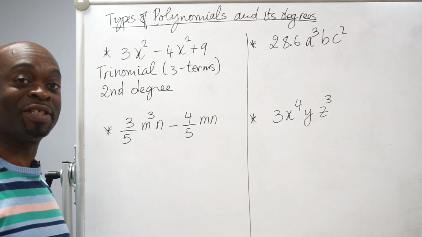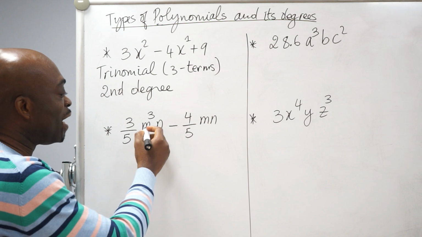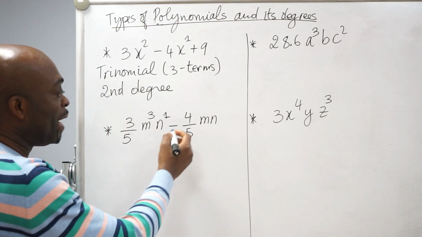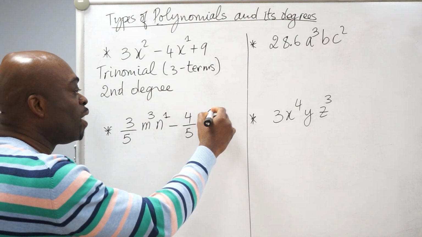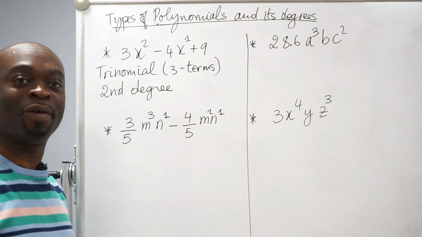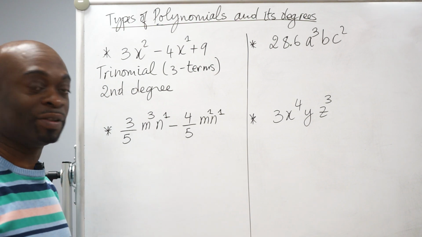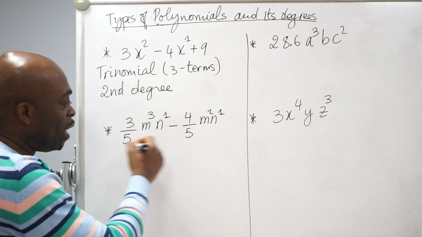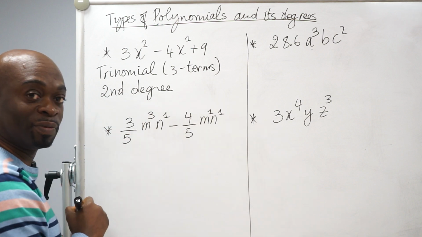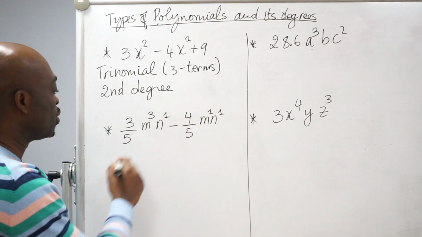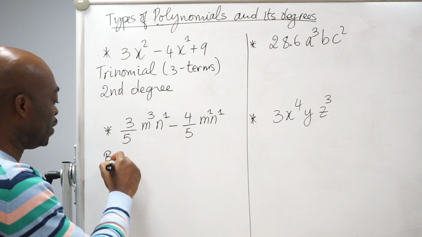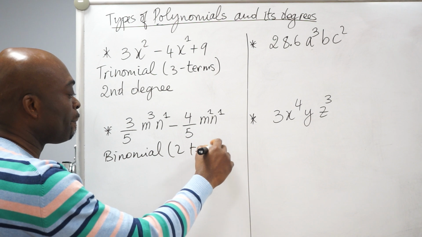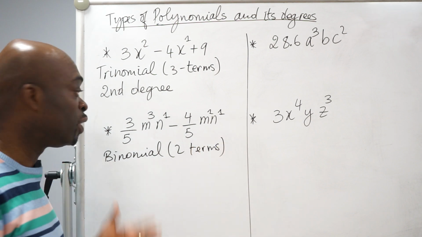Let's go to the second question and see what we have here. We have 3/5 m to the third power n to the 1, minus 4/5 m to the power 1 n to the power 1. Are we good so far? So when we look at this, how many terms do we have? 1 term, 2 terms. So that means we have a binomial, 2 terms.